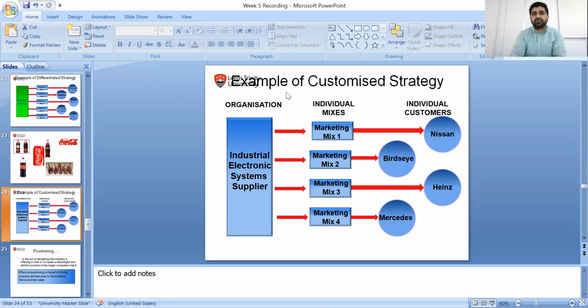This is another example, of a focused strategy. As I explained, based on one specialized marketing mix strategy, we serve specific customers or a specific segment of the market. Here we can see there are different marketing mixes, and they are specialized in electronics, so they provide their services to specific companies.